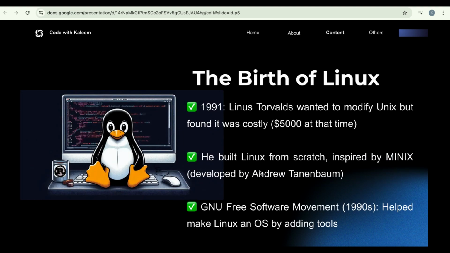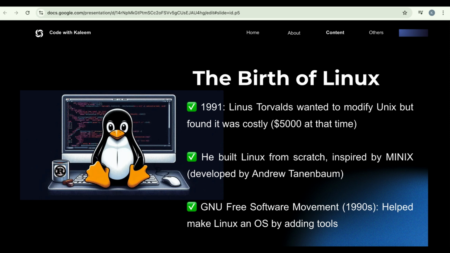In 1991, Linus Torvalds, a student, wanted to work on a Unix machine for some assignment. But as you know, the big giants had already captured Unix, and at that time they were asking for $5,000 to use it. That was too much money at that time, even for professionals, and of course for students as well.